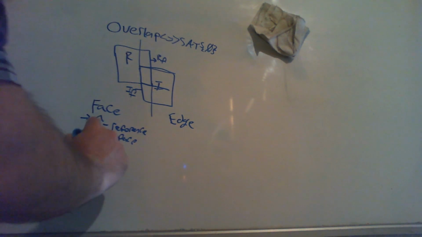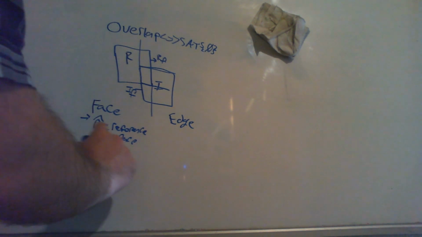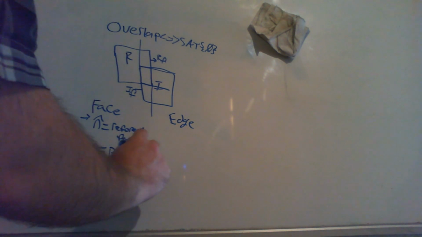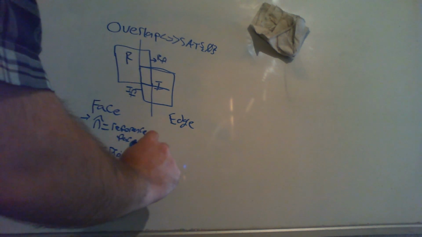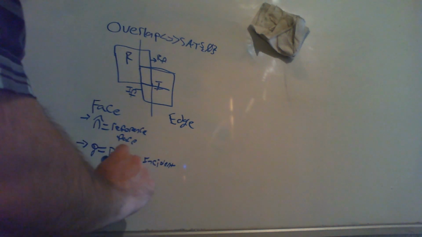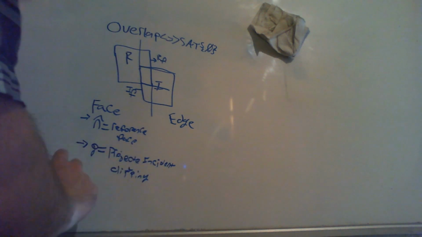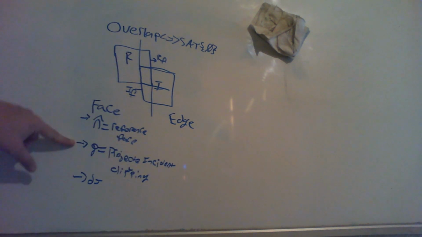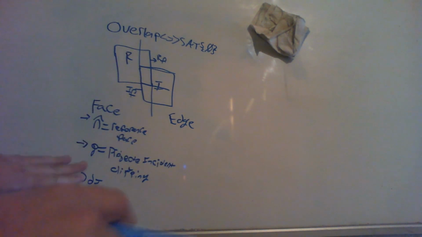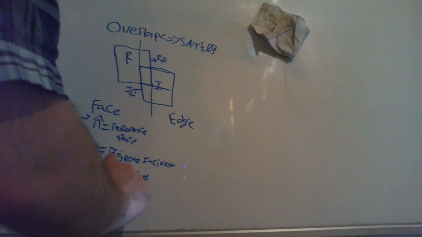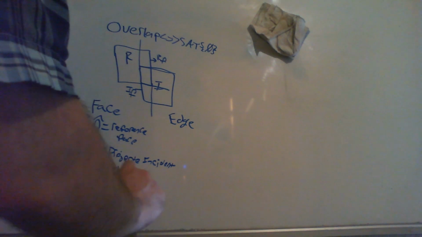So your collision points P are basically going to be the projected incident points plus clipping. And then D, and for each of these points, D and N will be the same. D is going to be reported by SAT.